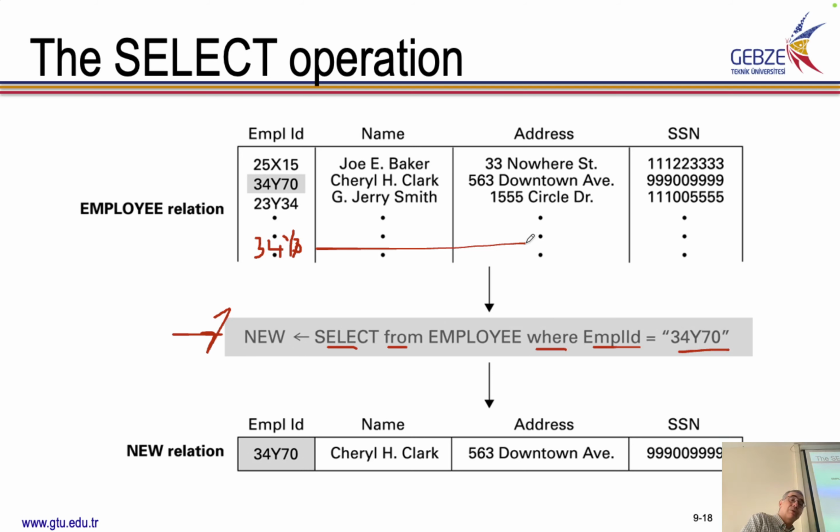If there are multiple outputs, multiple employee IDs, no problem. We can put and or: select from employee where employee ID is this and address is that. So you can combine multiple conditions with select. This is the output, and output becomes a new relation, small but new. When I have multiple outputs like Mehmet Göktürk, Mehmet Göktürk, Mehmet Göktürk, that's a relation. It's a sub-relation, a temporary relation, but it's a relation. Okay?